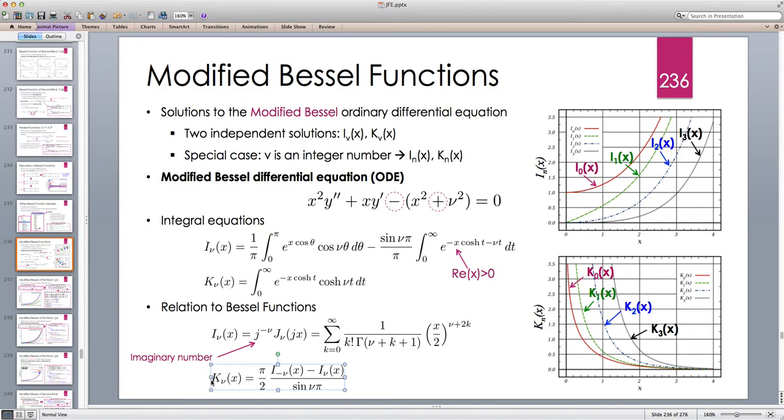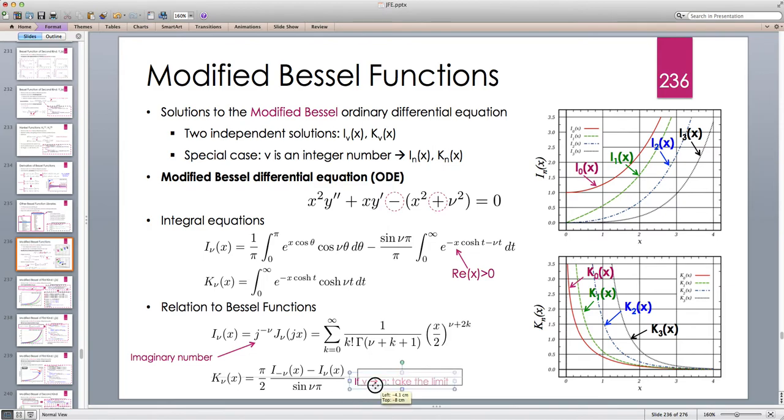So K nu can be directly evaluated from I nu. K nu is pi over 2 times I minus nu of x minus I nu of x, over sine of nu pi, for non-integer nu. Let me write this here. If nu is an integer, we take the limit here. So if nu goes to n, take the limit.